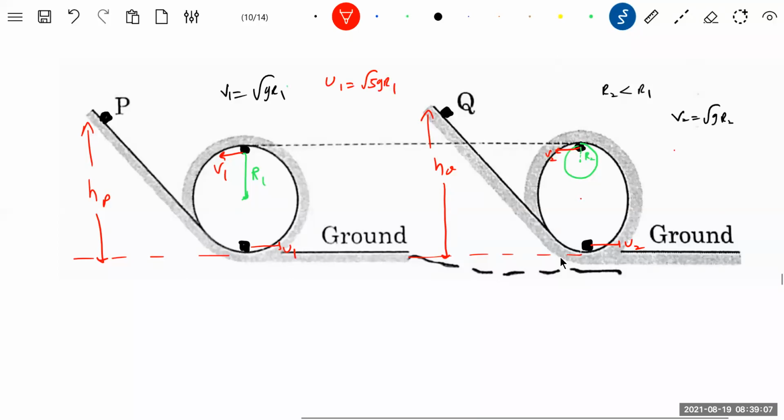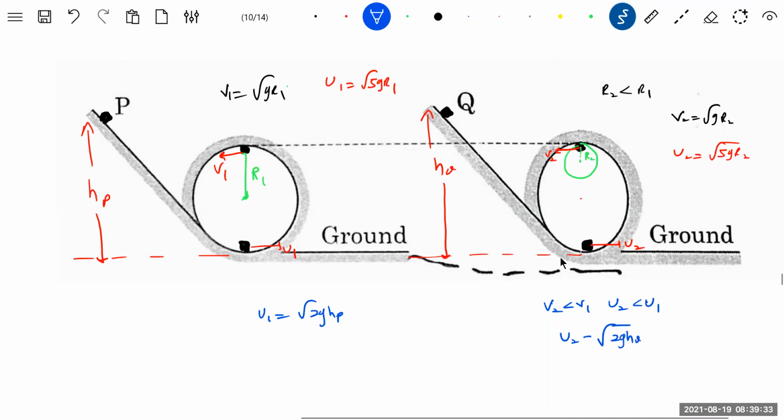Root 5 GR1. What about U2? Root 5 GR2. R2 less than R1. So what do we expect? V2 less than V1. U2 less than U1. Then U1 depends on what? U1 depends upon root of 2 GHP. U2 depends upon root of 2 GHQ. As U2 less than U1, so what do we expect? HQ less than HP.